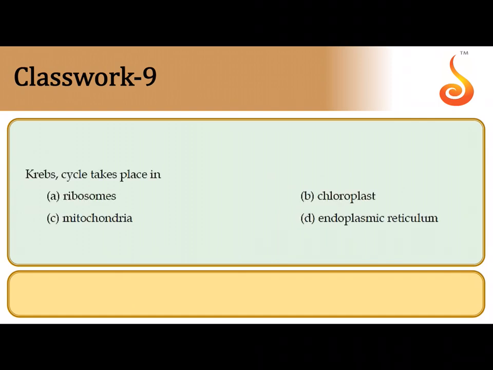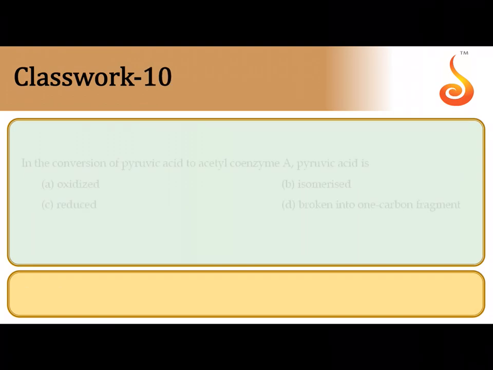Where does the Krebs cycle take place? Obviously, the Krebs cycle takes place in mitochondria. To be very precise, where in the mitochondria does it take place? It takes place in the matrix, the fluid component of the mitochondria.